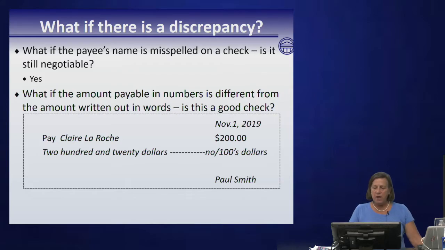So how much is the check good for in this example? Pay Claire LaRoche $220. And it says 200 in numerals and 220 in words. Well, with the negotiable instrument, the words govern over the numerals. So the check in this example is good for $220. Would it matter if my name is misspelled? No, it's still a negotiable instrument.